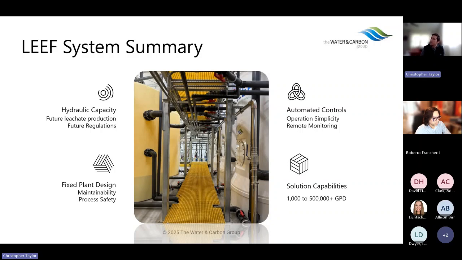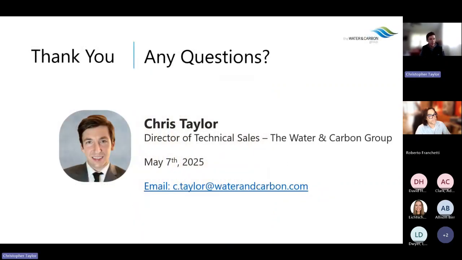And from a solution capabilities, flow and capacity standpoint, anywhere from 1,000 gallons a day to even over 500,000, right? It's a modular system, so the more that you want to treat, the more we can tack on. So we can go even beyond 500,000 if needed. All right. With that, I think it went a little long.